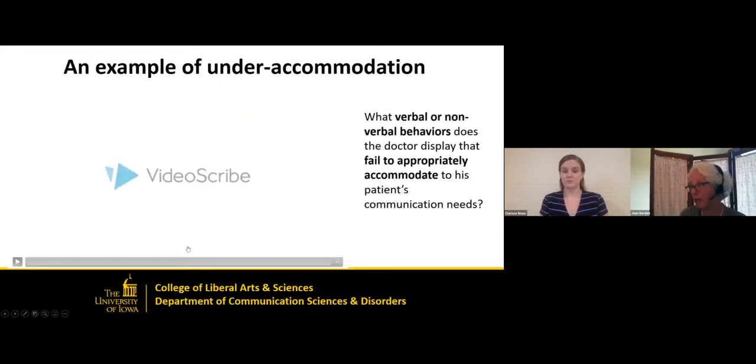There can also be under accommodation, where the needed accommodations are not made. And so I have an example here, a little animated example for you to watch, and see if you can identify what verbal or nonverbal behaviors this doctor displays that fail to appropriately accommodate to his patient's communication needs.